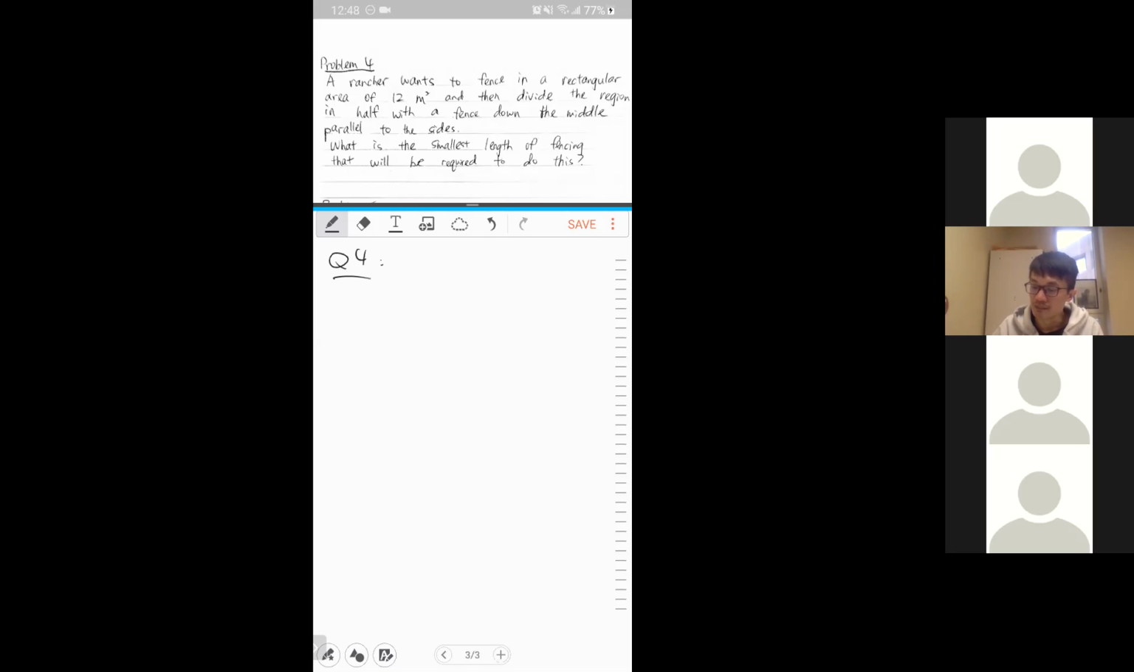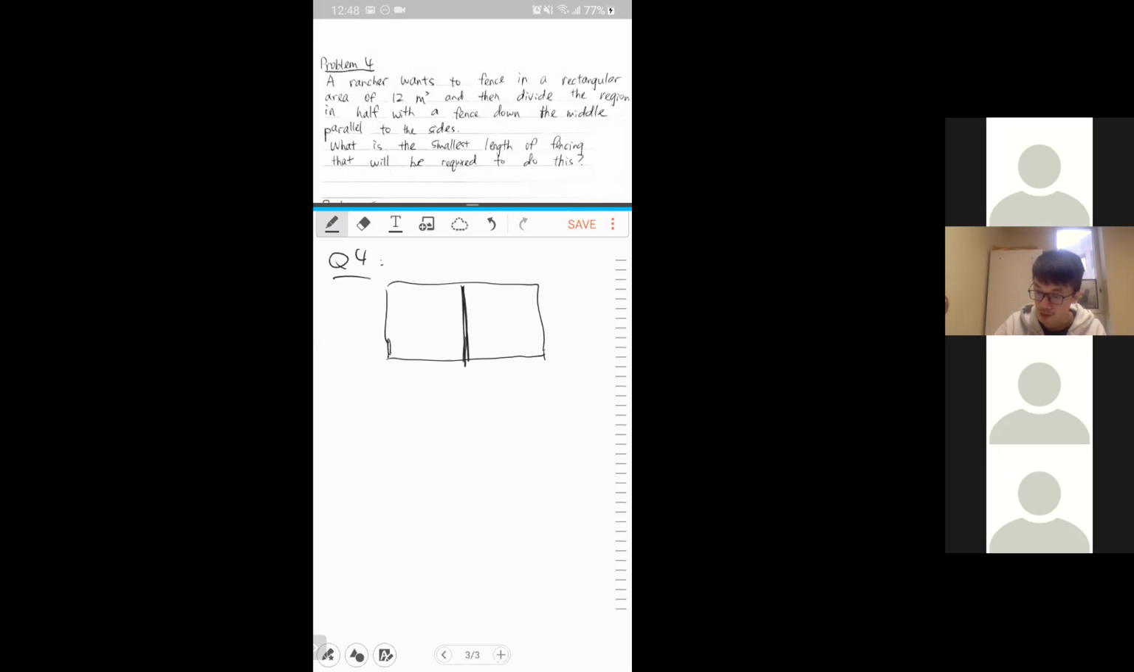But I usually like to draw some picture first. And what is the shape in question? It's a rectangle. It's not just a rectangle. You see that the rancher also wants to divide the region in half. And so there should be a fence down the middle. Is it okay?